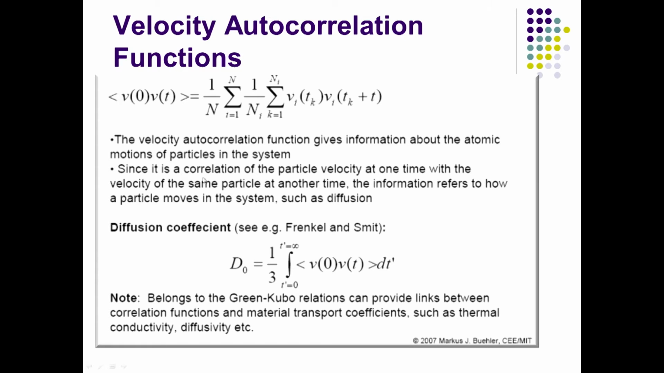Since it is a correlation of particle velocities at one time with the velocity of the same particle at another time, it refers to how a particle moves in a system, such as diffusion. So, the famous formula which was created by Einstein, which was called the random walk diffusion coefficient, can also be derived from the time correlation function. So, either you can use a mechanical model of diffusion, or you can also use the Green-Kubo model of diffusion.